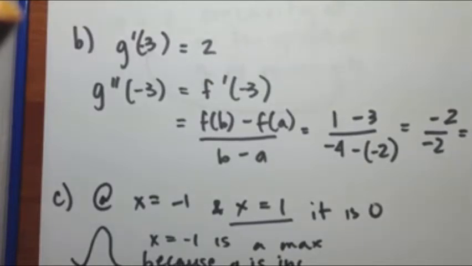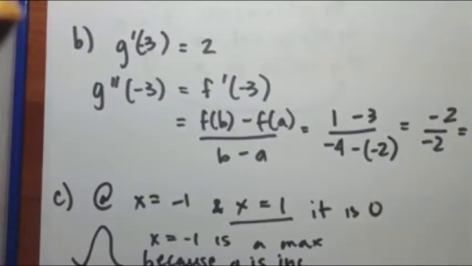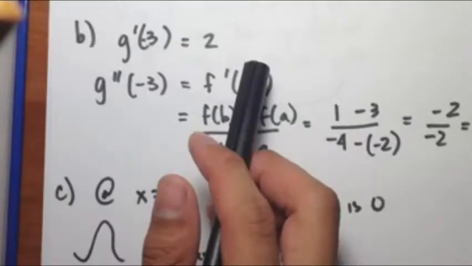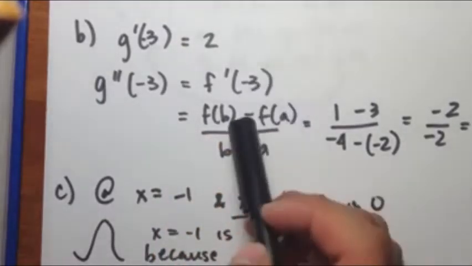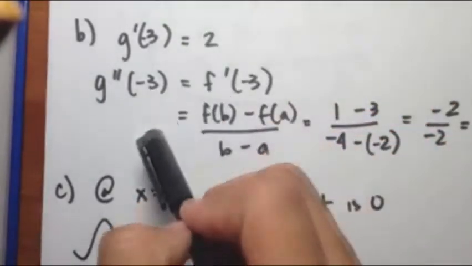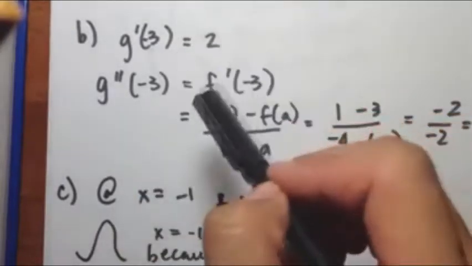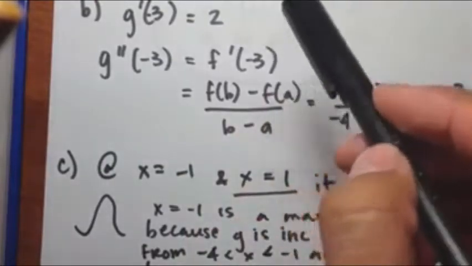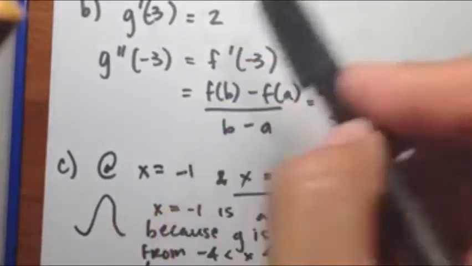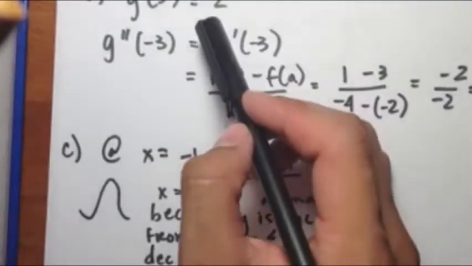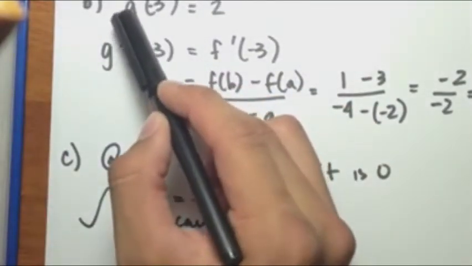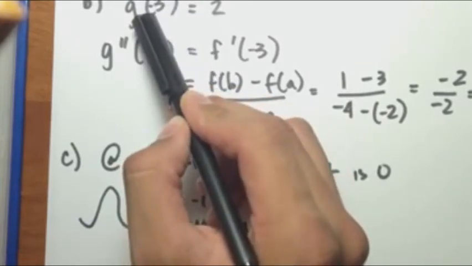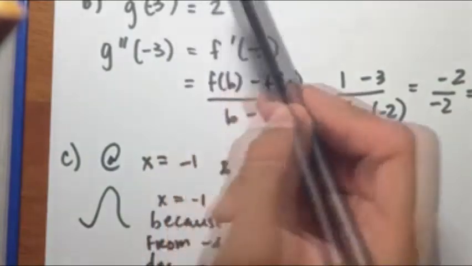Alright, part B asks us to find the value of the derivative of g at -3 and the second derivative of g at -3. In order to do that, you would have to realize that since g of x equals the integral of f of x, that means the derivative of g of x equals f of x. So, knowing that, you would find g prime of -3 on the graph of f at -3. So at -3 on the graph of f, the answer would be 2, and that's your answer.